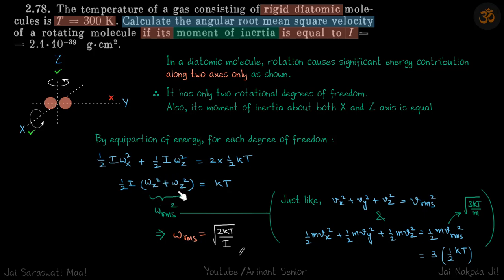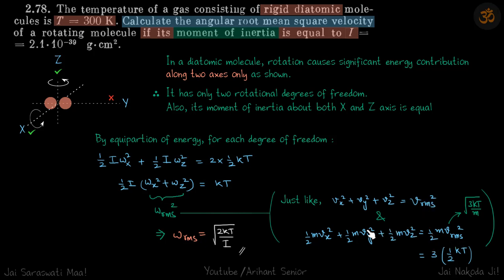Now this is omega RMS whole square, which we are required to find, angular root mean square velocity. So if you are wondering why, you can compare it with how we arrived at VRMS. So VRMS square was Vx square plus Vy square plus Vz square. And our kinetic energies associated with each of these x, y and z axis was half m vx square, half m vy square and half m vz square, which you can see will come to be half m vrms square.